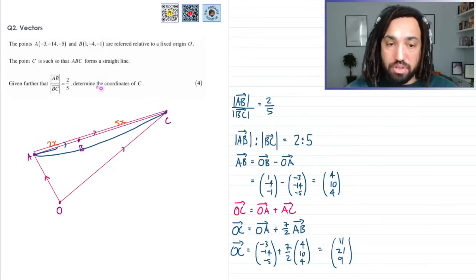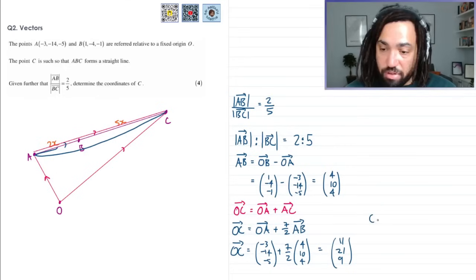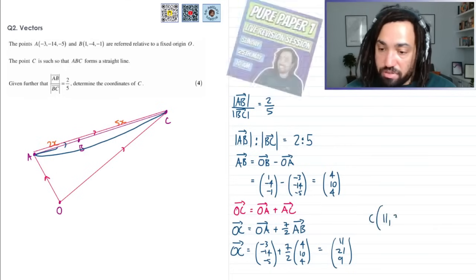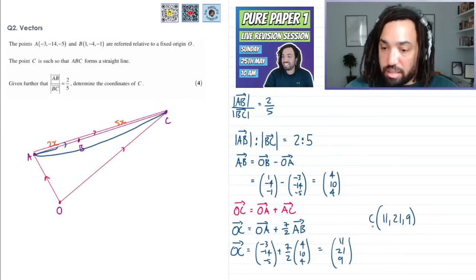But it does ask for the coordinates of C, and what we found is the position vector of C. So we have to be very careful here. We have to give our answer as a coordinate, which means as a row. So it's 11, 21 and 9 is going to be our final answer for C.